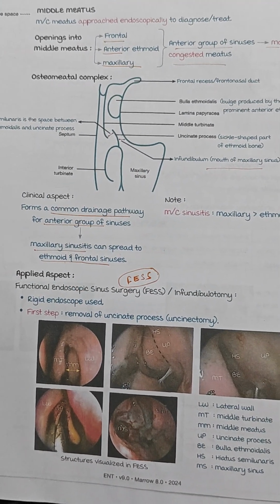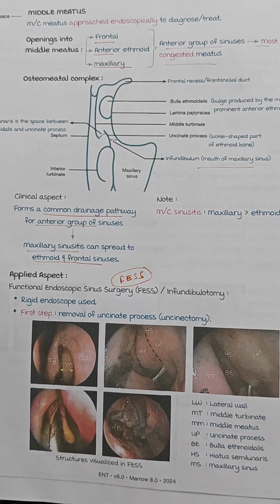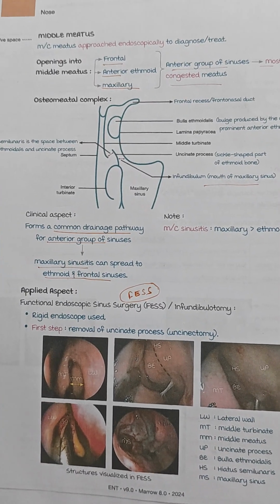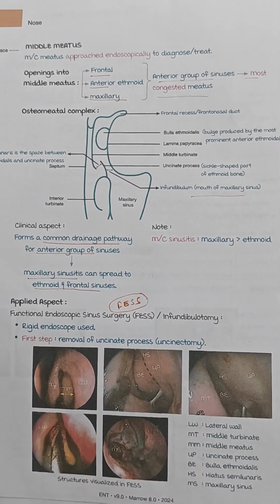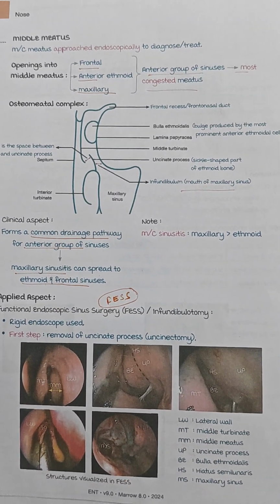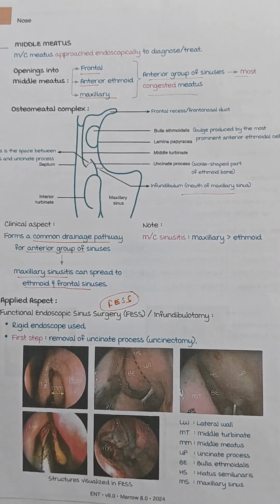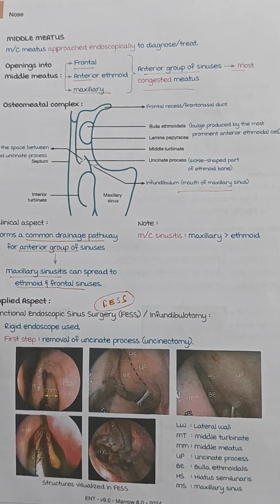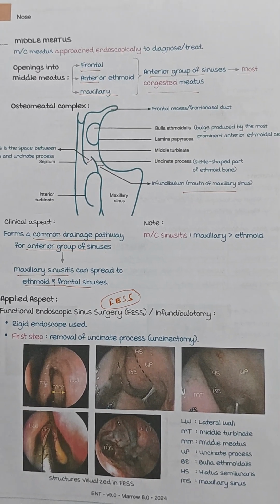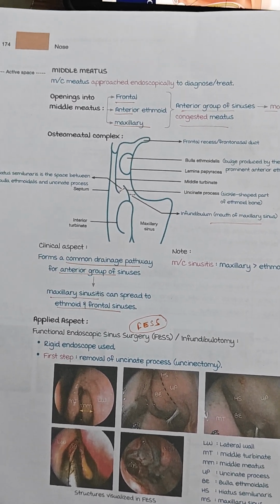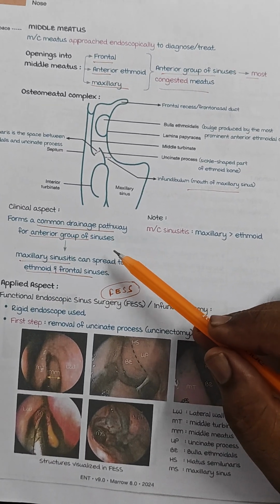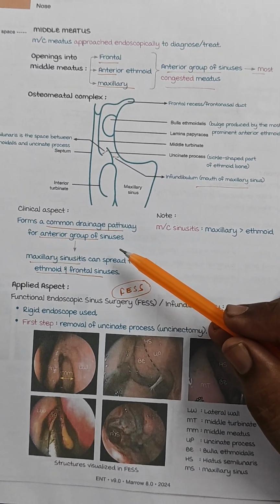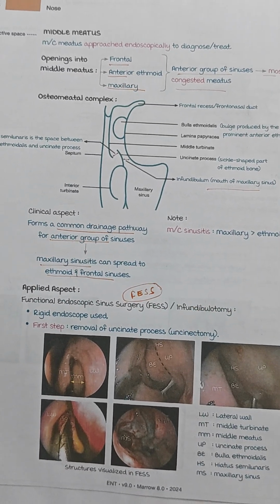Now the middle turbinate is usually not pneumatized. Pneumatization of the middle turbinate is known as concha bullosa. This bullous turbinate blocks the drainage of the middle meatal area, leading to sinusitis. The middle turbinate is usually concave towards the middle meatus. Clinically, we have also seen that it forms a common drainage pathway for the anterior group of sinuses, and the most common condition is sinusitis.